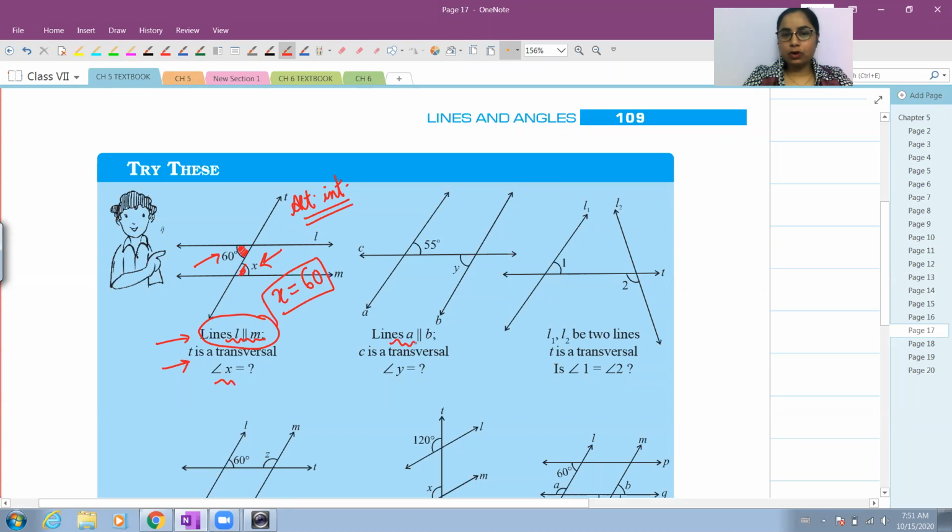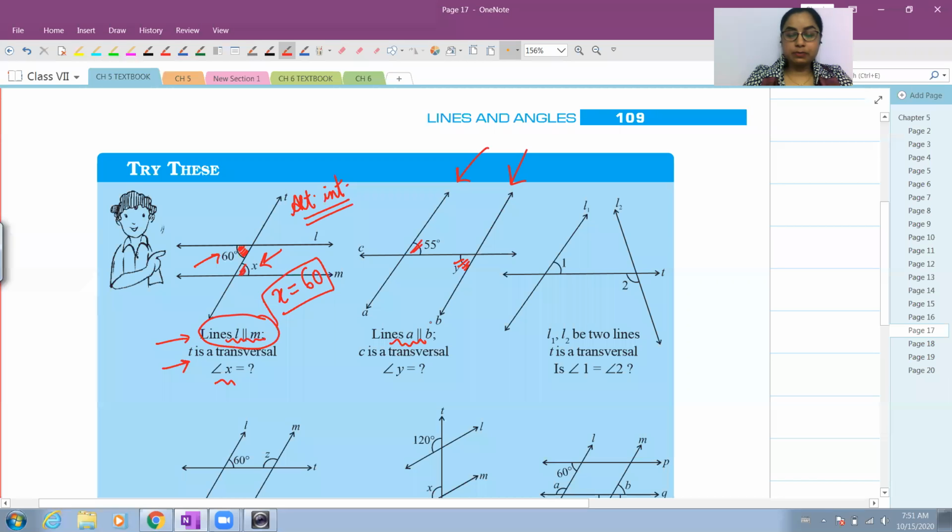Now identify your lines. A and B are the parallel lines. These are the two lines. And C is the transversal. This is your transversal. Beta, it's 55 degrees, that's correct. Identify what type of pair these angles form.